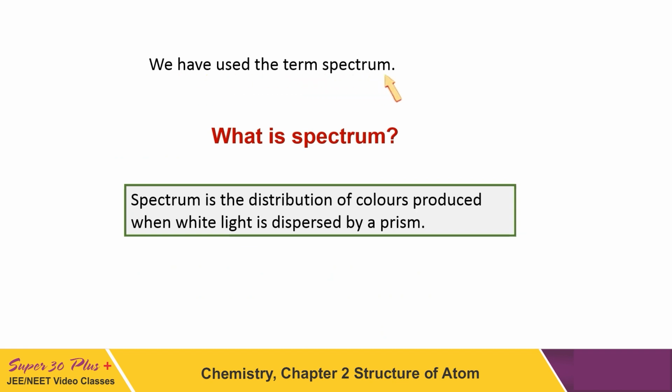Here we use the term spectrum. Like I told you, what is a spectrum? A spectrum is the distribution of colors or photons produced when white light is dispersed by a prism. What is dispersion, students? When you pass white light through a prism and it is arranged over the screen, all the photons present in this white light arrange themselves in a particular manner of wavelength, which is called a spectrum.